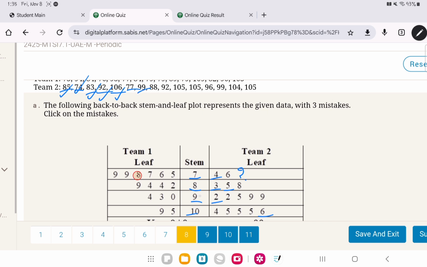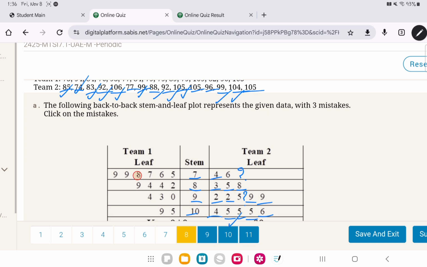Then we have 99, 9 and 9, correct. 88, we have 8 and 8, correct. 92, we have 9 and 2 again, correct. 105, we have 10 and 5, correct. 105, we have 10 and 5, again, correct. Then 96, we have 9 and 6. We're also missing a 96. Then 99 again, we have 9 and 9, correct. 104, we have 10 and 4, correct. And then finally 105, we have 10 and 5, correct.